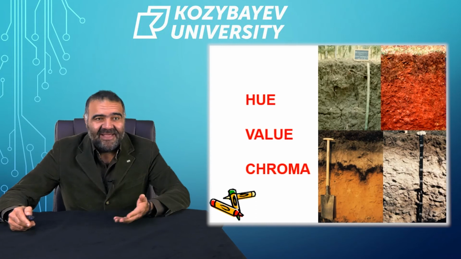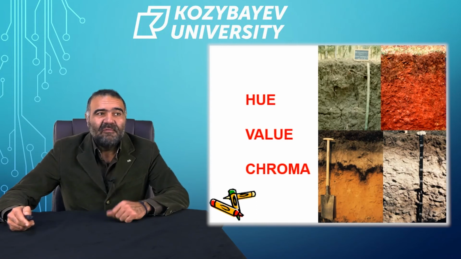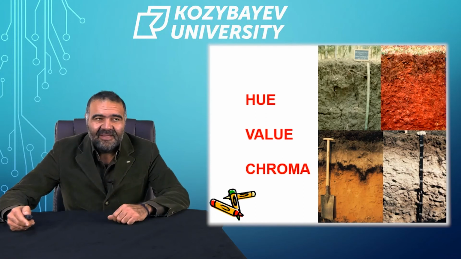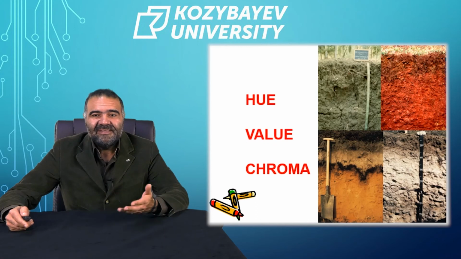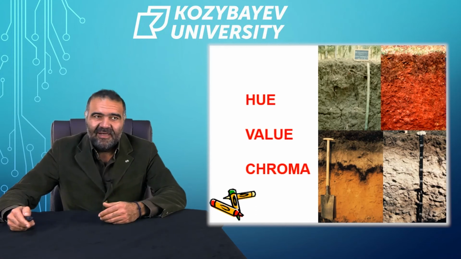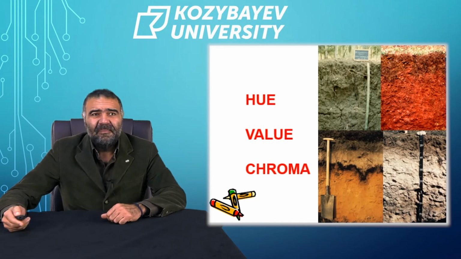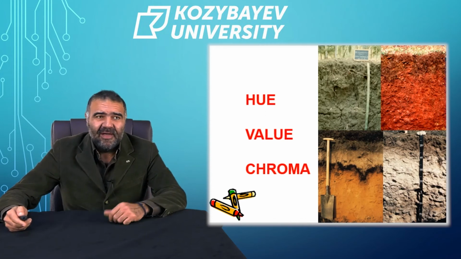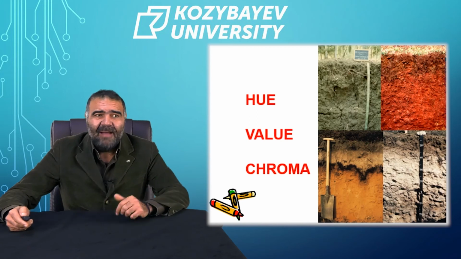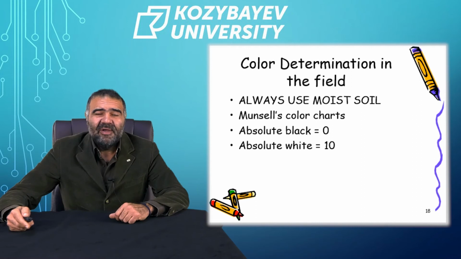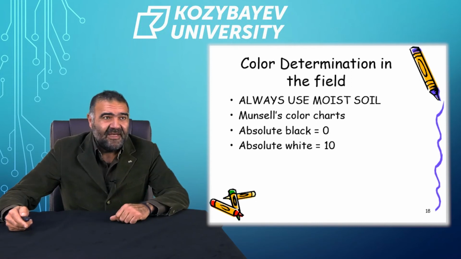We can express it in terms of hue, value, and chroma with a well codified, analytical system. So in this way, we can communicate very well and with no subjectivity the color of a soil. We can communicate very well among the community. So how do we determine this color in the field?